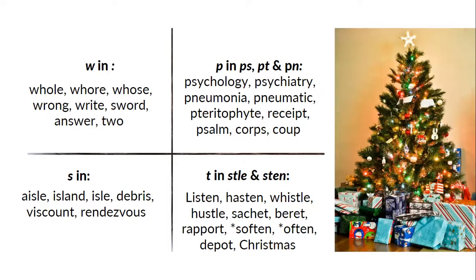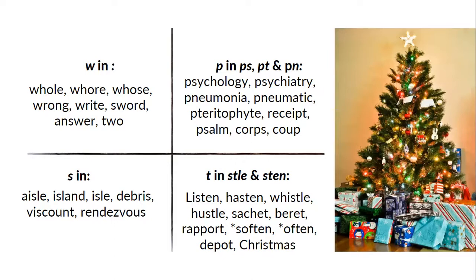So letter T, whenever you have S-T-L-E or S-T-E-N, the T will be silent. Whether the word is appearing in a continuous form or in the past tense, the T will be silent. So listen, because the T is silent in listen, it doesn't change the S to Z. So it's "listen," not "lizzen." Listen, hasten, whistle, not "whizzle." The T is silent, but the S is not changing to Z.